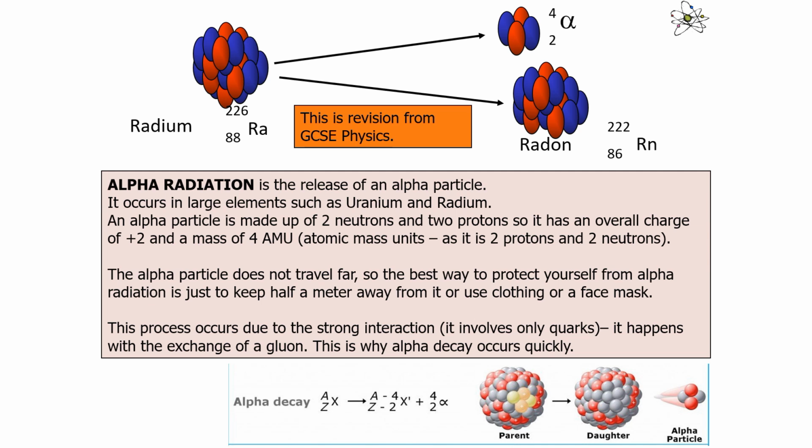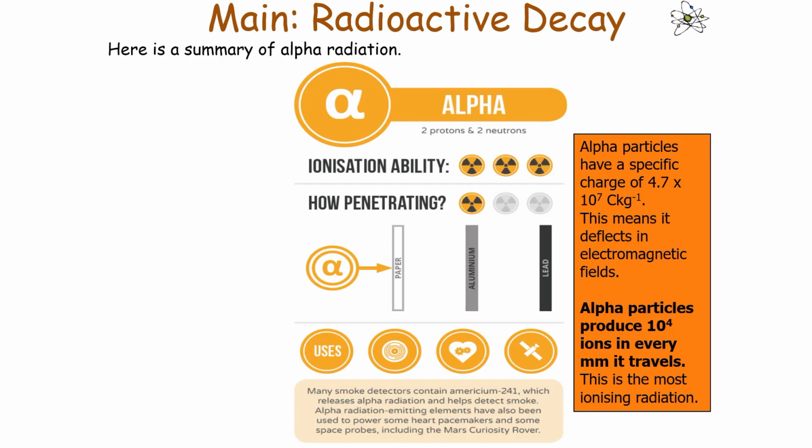So an alpha particle is 2 protons and 2 neutrons, and the alpha particle doesn't travel very far, so the best way to protect yourself from alpha radiation is to keep about a meter away or use clothing or a face mask. Now again, this process occurs due to the strong interaction, and it happens with the exchange of a gluon. Now let's have a summary of alpha radiation.